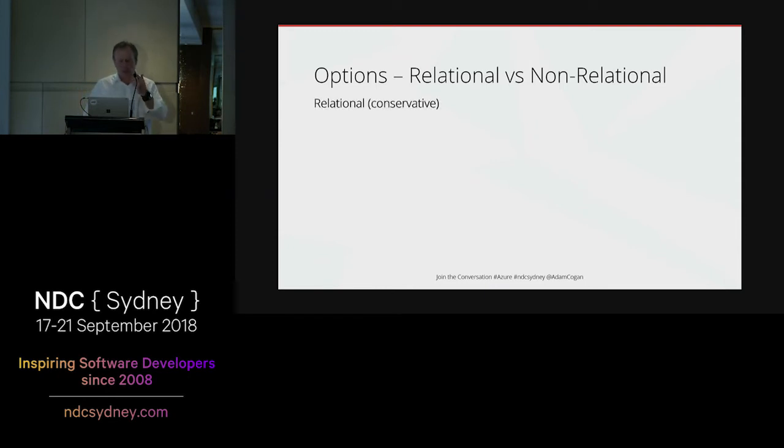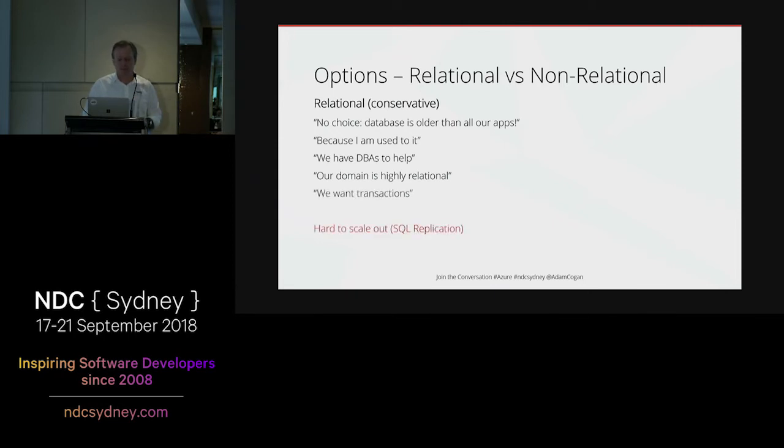So anyway, here's a bit of a summary. Relational is generally for conservative people. You will usually hear people saying, look, I have no choice anyway. The database in our company is older than our apps, so I'm not making a decision on that. They'll say, I'm choosing it because I'm used to it. I'm choosing it because we have DBAs in our company to help. I'm choosing it because our domain is highly relational and it makes sense in my mind because everything I see is relational anyway, so I can't find a problem that's not relational.